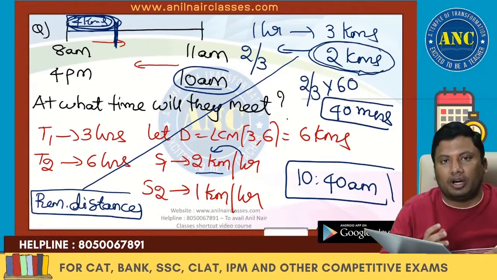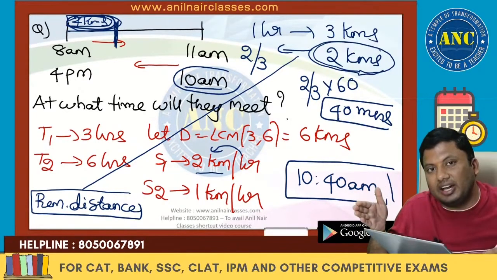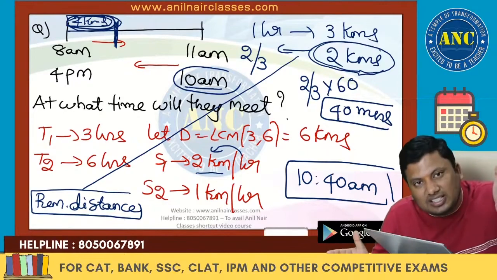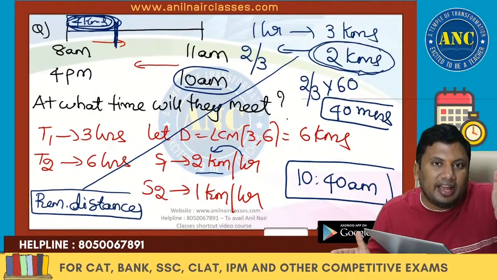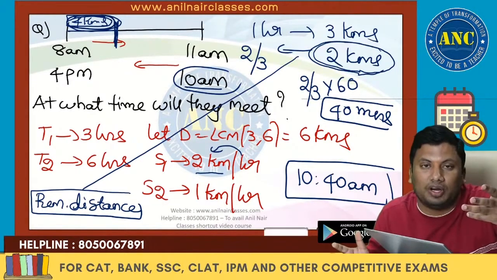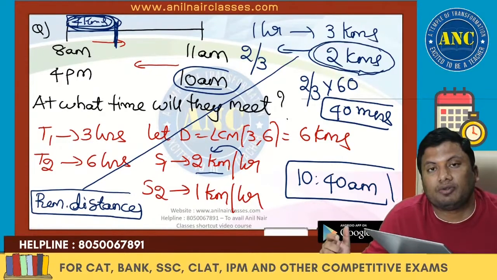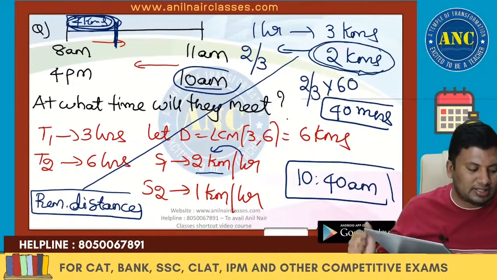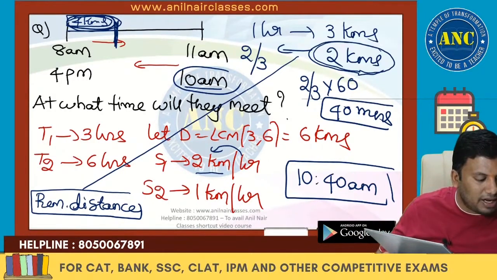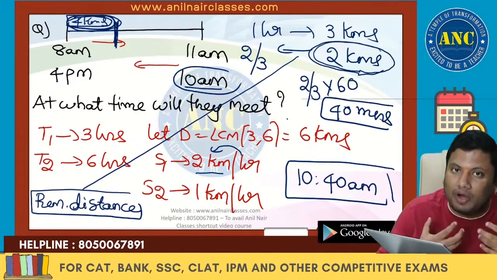How did you get 4 kilometers? When the second train started at 10 a.m., the first had started at 8 a.m. 8 a.m. means it has traveled for 2 hours. 1 hour is 2 kilometers, S1. 2 hours, how much will it become? 4 kilometers.